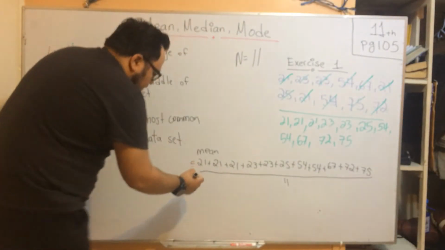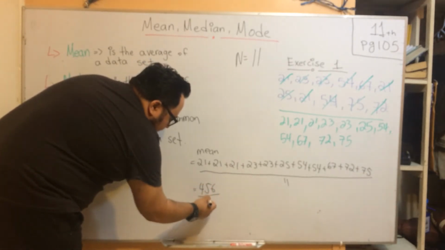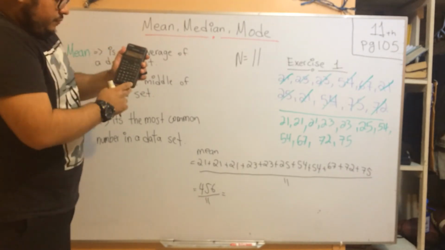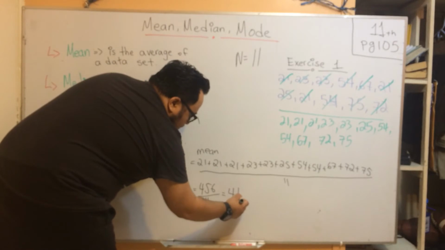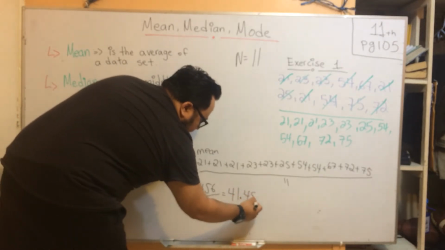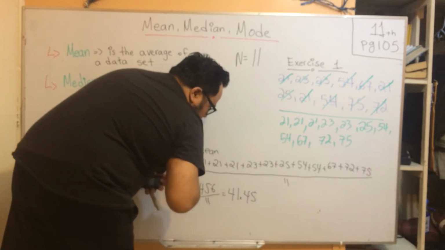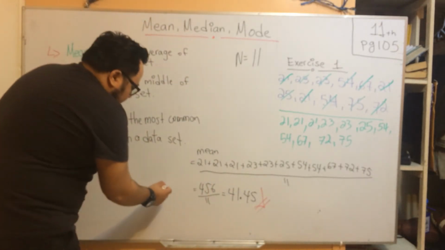That gives us a total of 456. So we have 456 divided by 11, and we have 41.45. So that is the first answer that we're looking for. This is the mean. Let's put it like this.